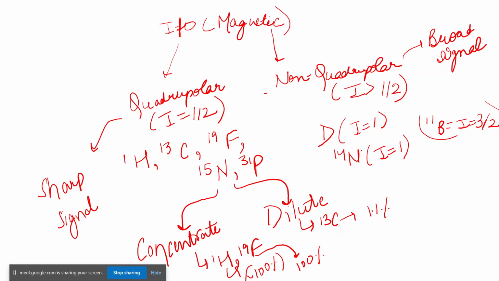Now further, nuclei can be concentrate nuclei or dilute nuclei. Concentrate nuclei are those which exist more in nature, where natural abundance is more, like proton. In proton the natural abundance is nearly 100%, while in fluorine it is 100%. For dilute nuclei, the example is 13C, and it is 1.1%.